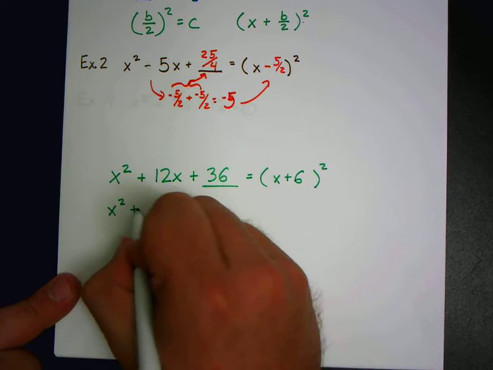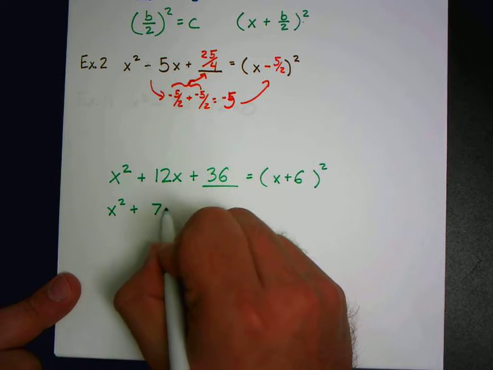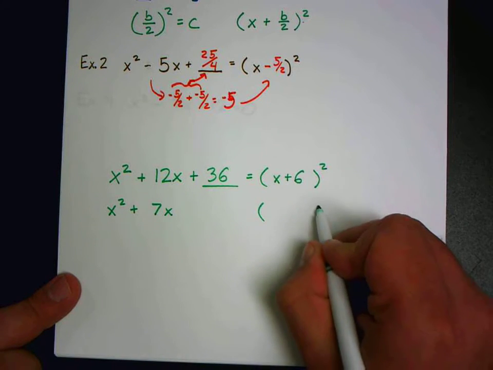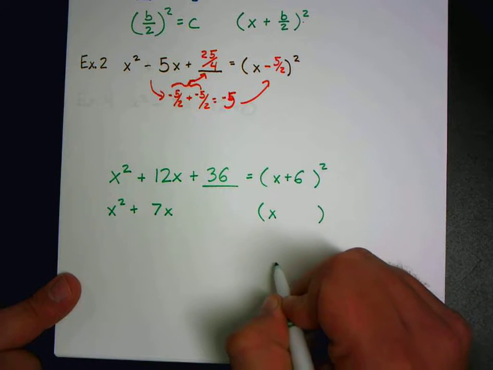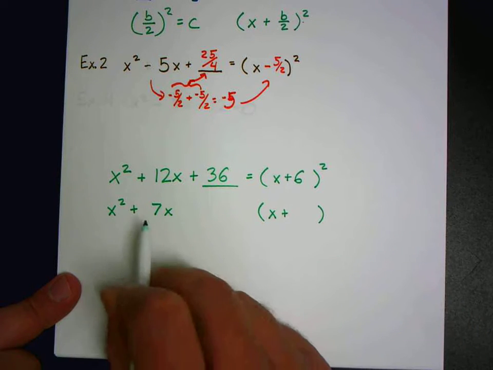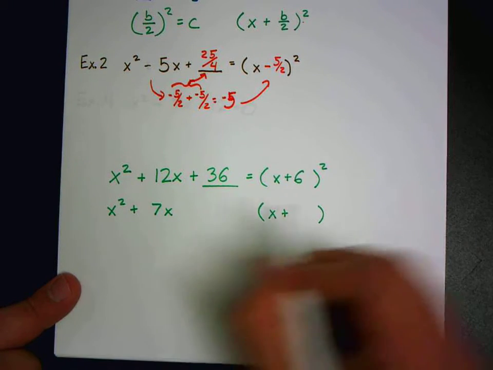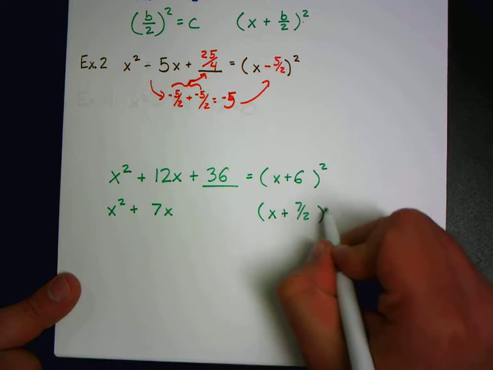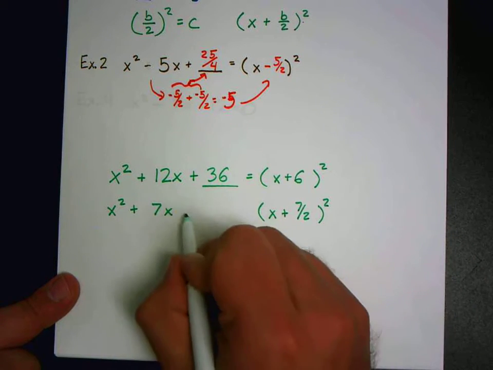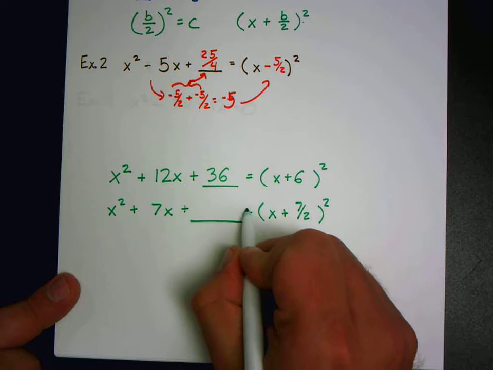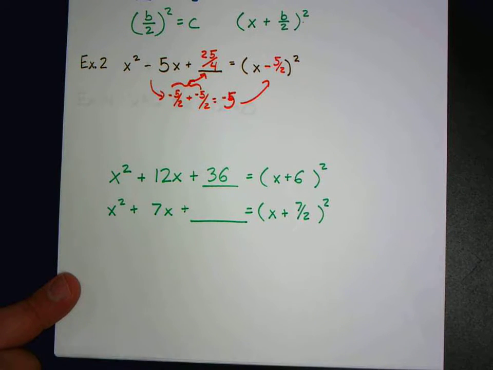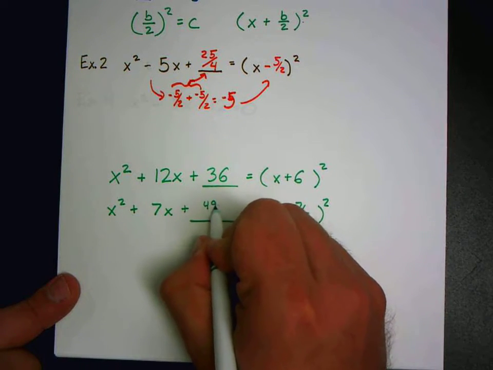See, sometimes I think it's almost easier if I come over here and do the factors first. So if I take that and split it in half, what's that going to be? 7 halves. So if I take 7 halves and square it, what number does that mean that I need to add on over here? 49 fourths.